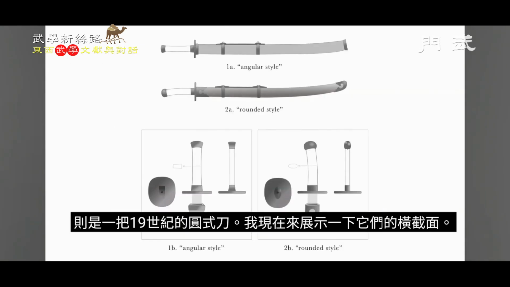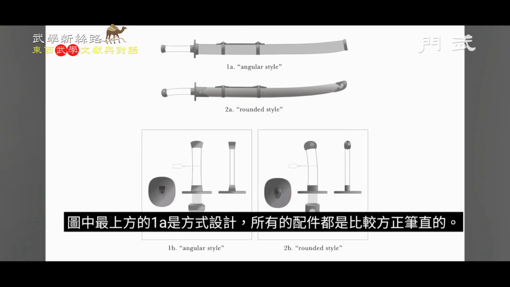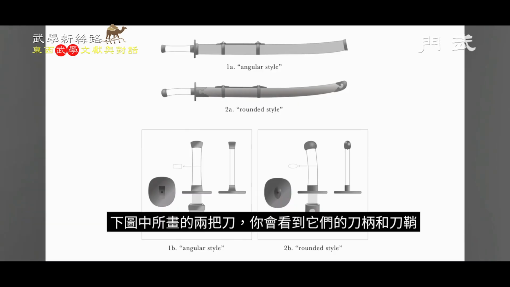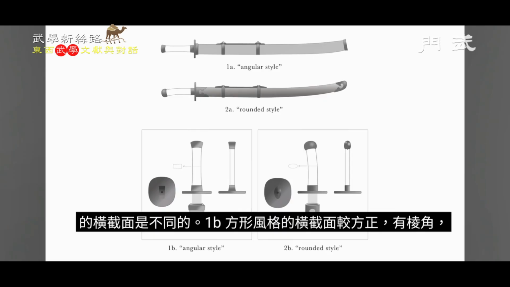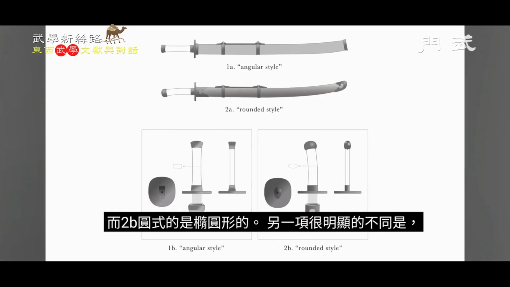cross-sections. So in the top you see everything is quite square. The fittings are all quite straight, everything is a straight line. If you look at the bottom two diagrams, you can see that the hilt cross-section and also the scabbard cross-section are different. So the angular style has a squared off cross-section with sharp corners. The rounded style has an oval cross-section.